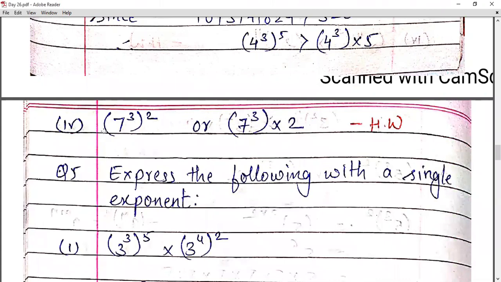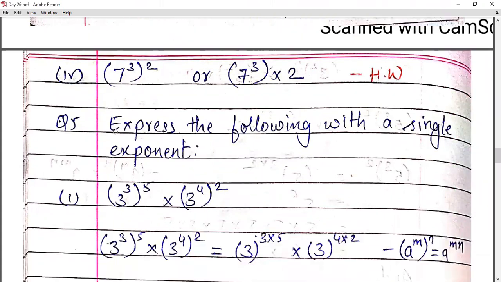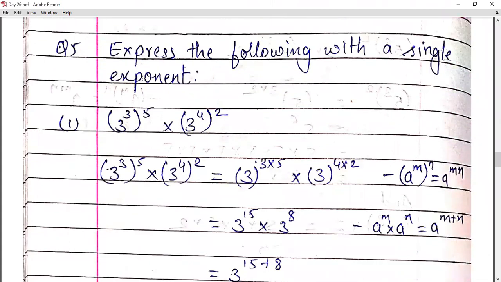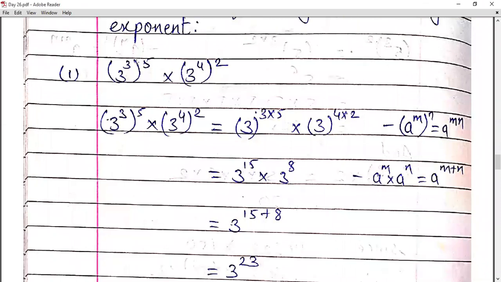Try to solve the fourth part by yourself. Question number 5 is, express the following with a single exponent. Now you can see here in the first part I have 3 raised to 3 the whole raised to 5 multiplied by 3 raised to 4 the whole raised to 2.